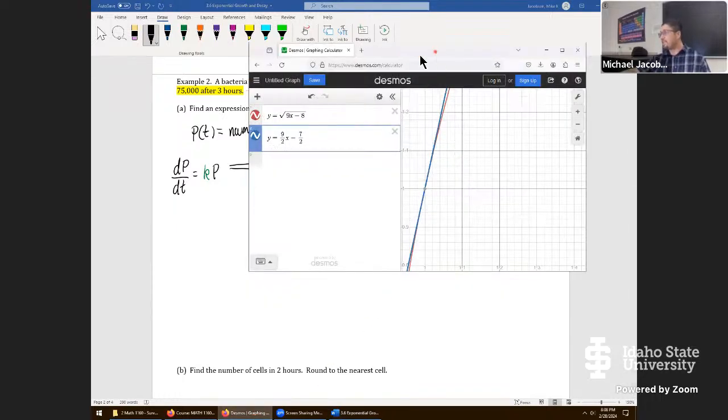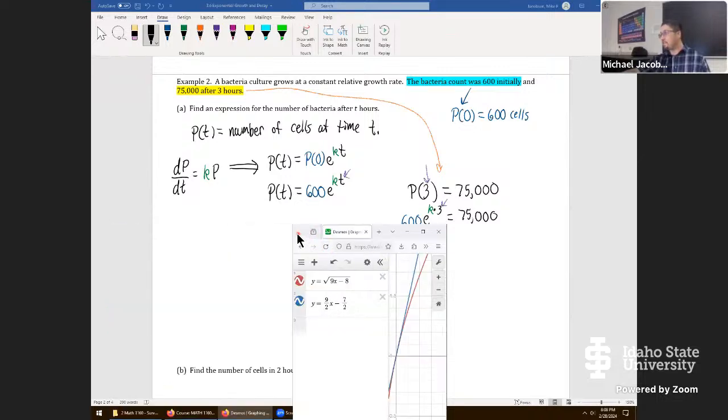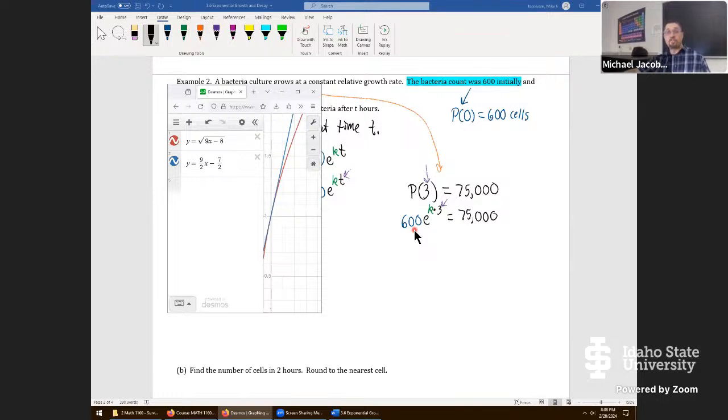But if you're going to solve an equation like this, probably what you also need is a calculator as well, because we need to eliminate the coefficient of 600. Let's just divide it into 75,000. So 75,000 divided by 600 gives us 125.